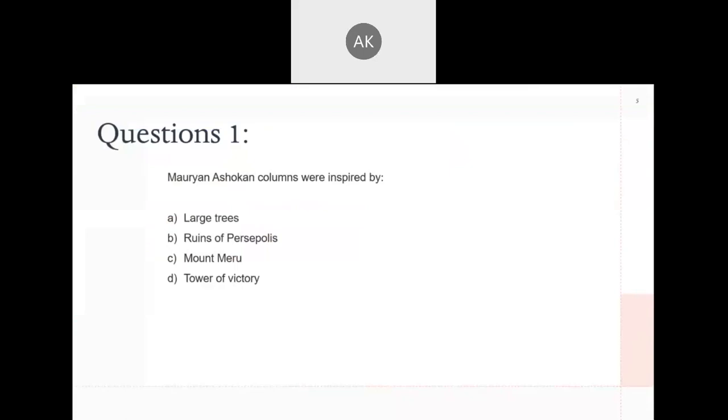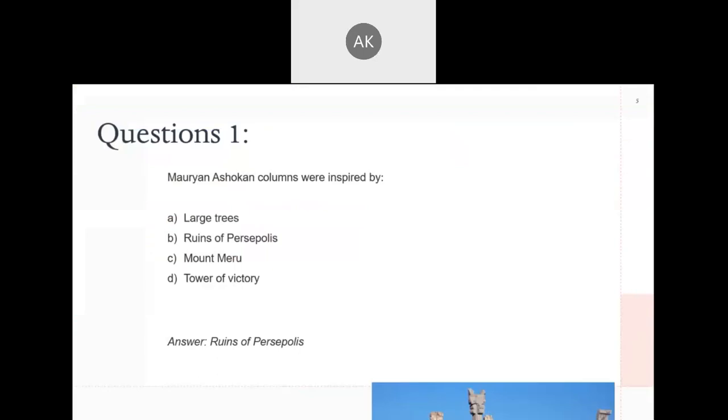Question number 1: the Mauryan Ashokan columns were inspired by which of the following? The options are large trees, ruins of Persepolis, Mount Meru, or Tower of Victory. Which is the correct answer? The answer is ruins of Persepolis.